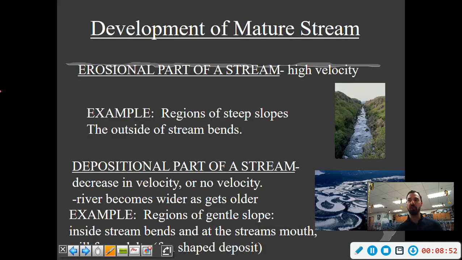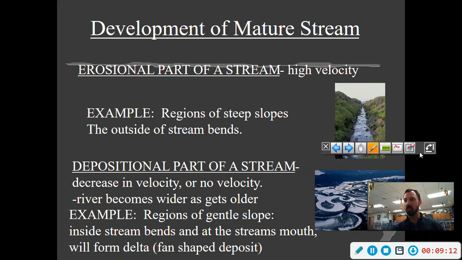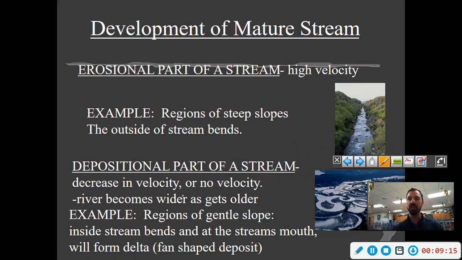So in a mature stream, the erosional part of a stream is always considered the high velocity part. So those are the areas way upstream, up in the mountains. Regions of steep slope outside of stream bends is where you're going to have erosion happening. Depositional part is where there's a decrease in velocity, or no velocity. So if it stops flowing, obviously it's going to drop all of its sediment eventually.